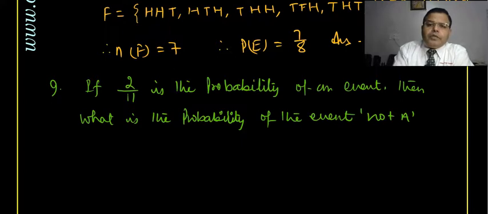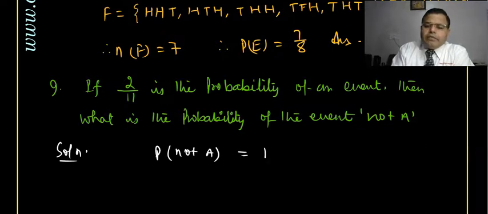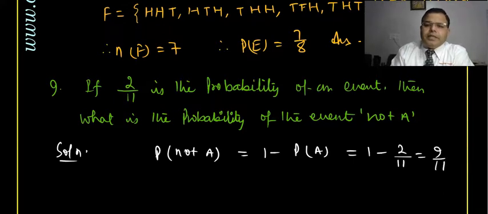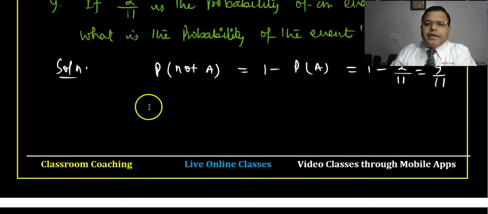So we know the solution. The probability of not A is equal to 1 minus the probability of A, and therefore 1 minus 2 by 11 is 9 by 11. That would be the answer. So a simple idea.